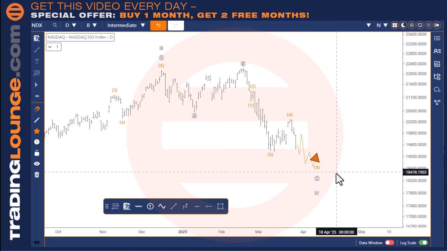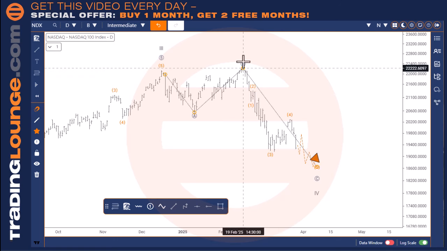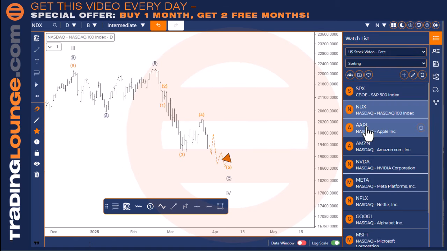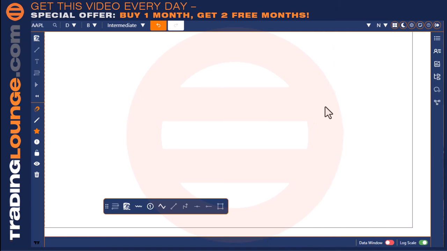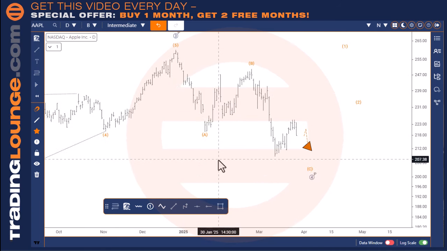Otherwise, we go into a bigger picture. We call the top in play here as wave one, and we're working another pattern. Now I really just want to go to the stocks at this point, because for some of the stocks we want to have a look at the bigger picture.